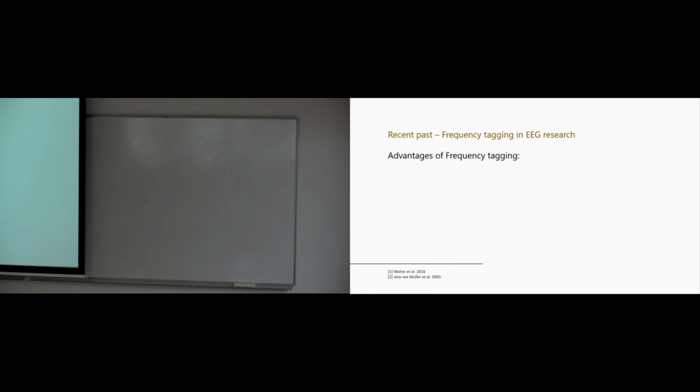And I quickly want to go over the advantages of frequency tagging. One of them I have already alluded to. This is a relatively extreme case of a study that we did in Leipzig, where we had an array of 6 photodiodes, and all of them were flickering at different frequencies, from 9, 10, up to 14 hertz. So all of these were on at the same time for several seconds on the screen. I'm not going to go into the design of the experiment too much.